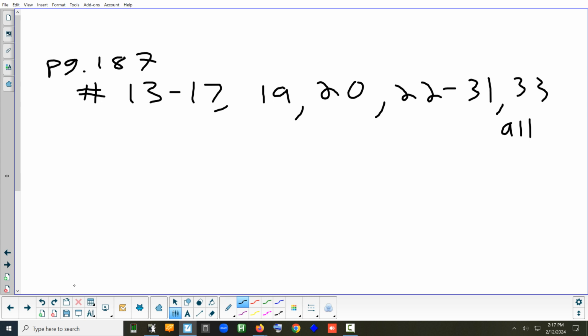Okay, so homework, you will need a calculator for some of it, and the rest of it you can use the chart. So it's 13 to 17, 19, 20, and then 22 to 31 and 33, and that's all. So it's all the questions, no odds or evens, just all. All right, you got just under 25 minutes or so right now. So please use the time to try to get a little bit done on it. And then next time we have class, we'll finish up this section.